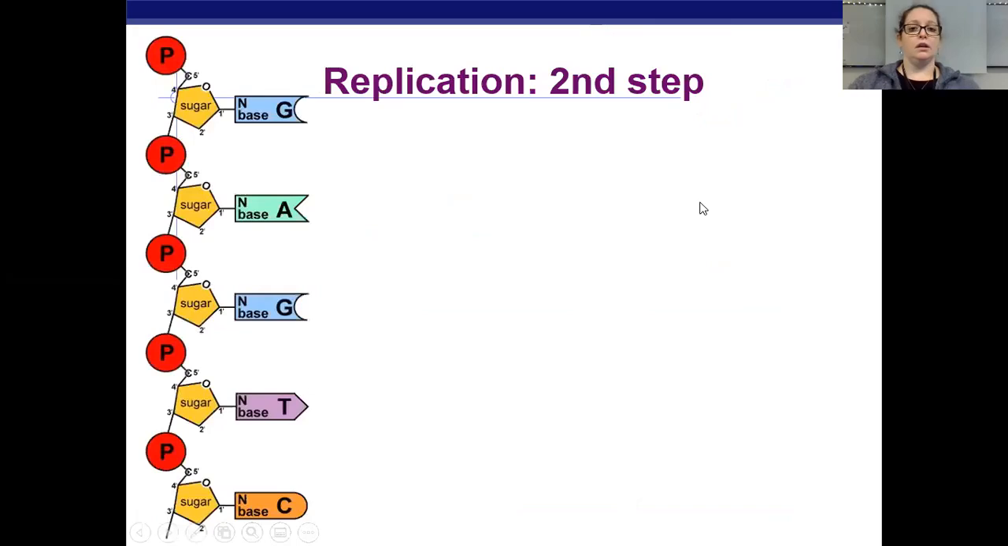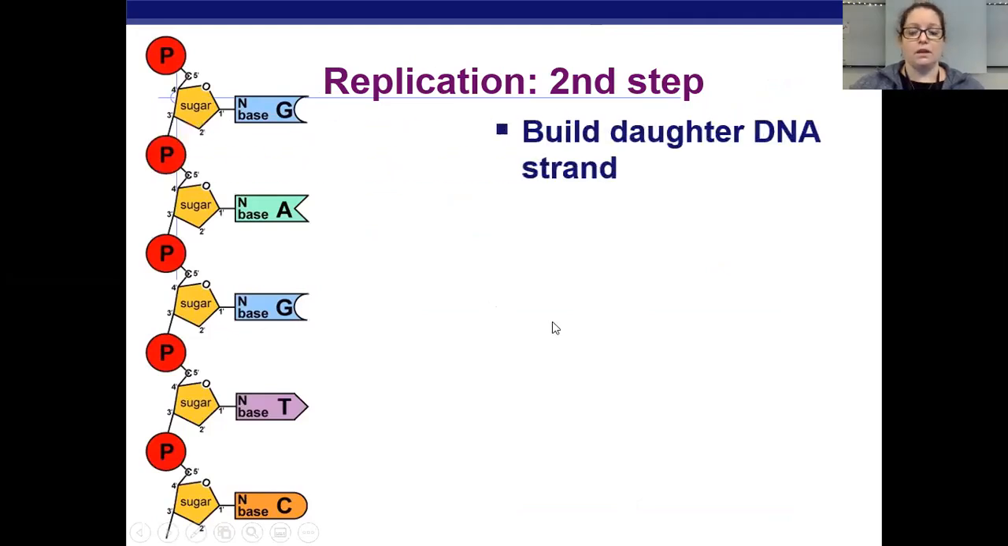Topoisomerase does that. Okay, once helicase unwinds the DNA and the single-stranded binding proteins are stabilizing the DNA, then we can start replicating. But it's not as easy as just throwing in some nucleotides and seeing what sticks. We actually have two more enzymes that have to start replication.